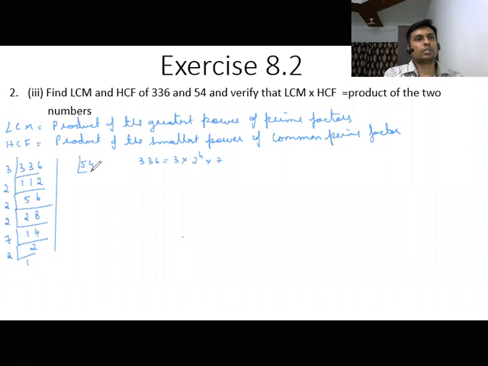Now I will express 54. Again, easiest one is 2. 2 twos are 4, 2 sevens are 14. Again, 3. 3 nines are 27. Again, 3. 3 threes are 9. Again, 3. 3 ones are 3. So I can write 54 as 2 into 3 power 3. This is how I can express them.